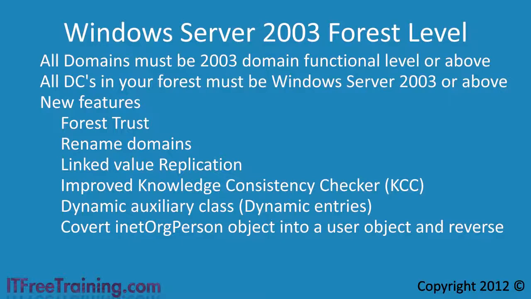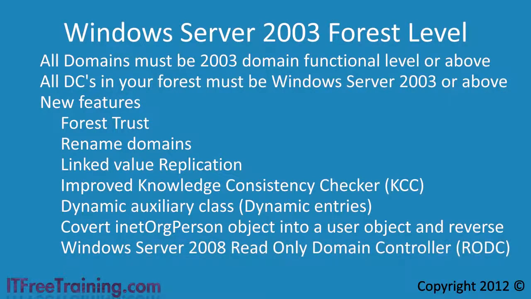The seventh feature of Windows Server 2003 forest level is that it supports Windows Server 2008 read-only domain controllers. This is a new feature of Windows Server 2008 that I will cover in a later video. This feature allows you to deploy a domain controller with a read-only copy of the Active Directory database. This is usually done where there is a concern for physical security of the domain controller. If the domain controller were to be compromised or stolen, having a read-only copy of the database reduces the amount of damage an attacker could do.